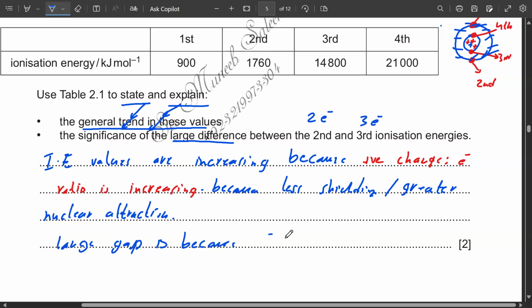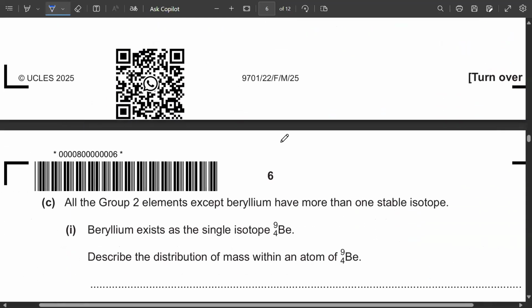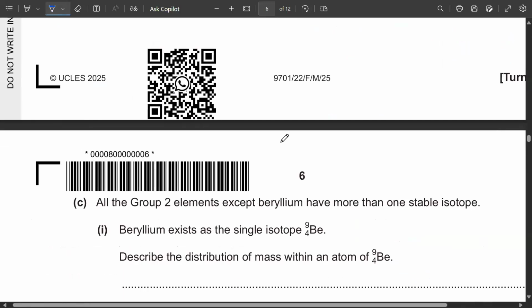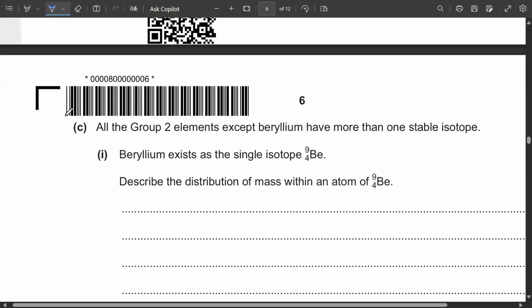So the large gap is because the third electron is removed from the inner shell. That's the reason. That's why we have a high ionization energy gap difference between them. Now the next question. Now the next question is part C.